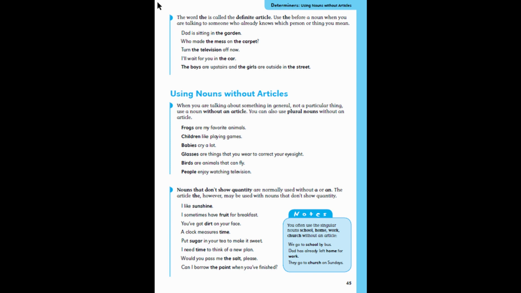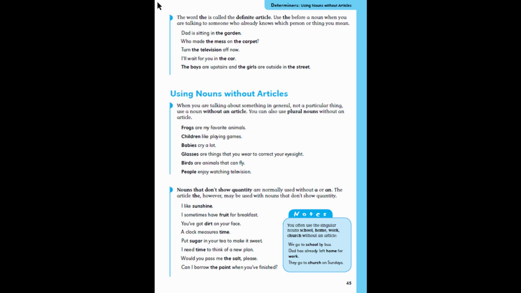anything specific. We're not talking about a specific frog, not a specific child, not a specific baby, not a specific pair of glasses, or not a specific species of birds, or somebody who is a person that we are referring to by name. So here we can use our nouns without any articles, without a, an, or the. All right. Even plural nouns like frogs, children, babies, glasses, these are all plural nouns, can be used without an article. Nouns that don't show quantity are normally used without a or an.